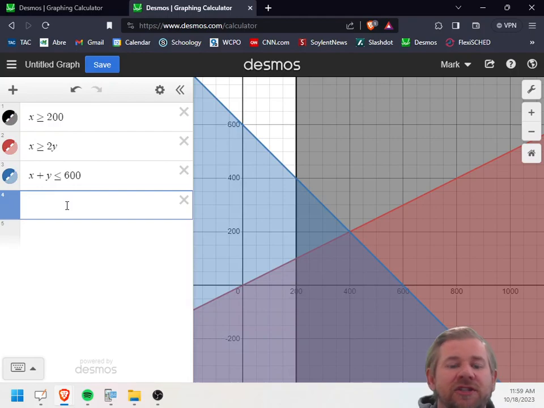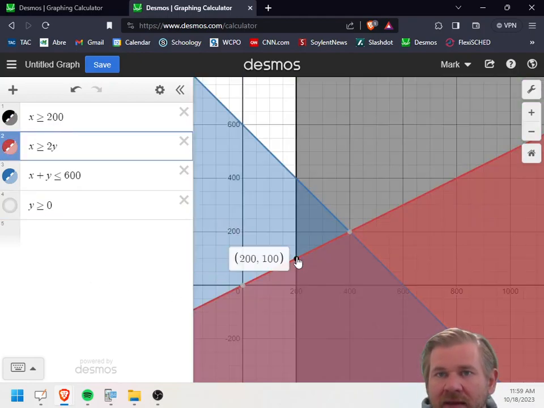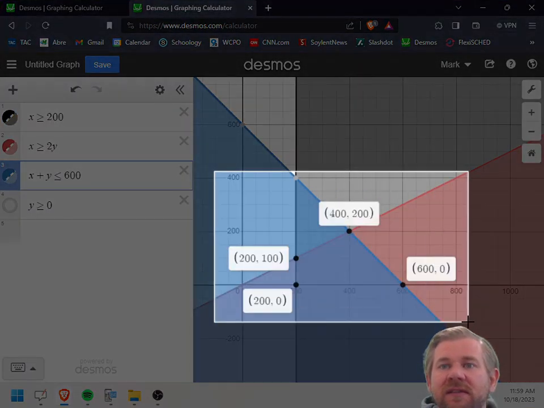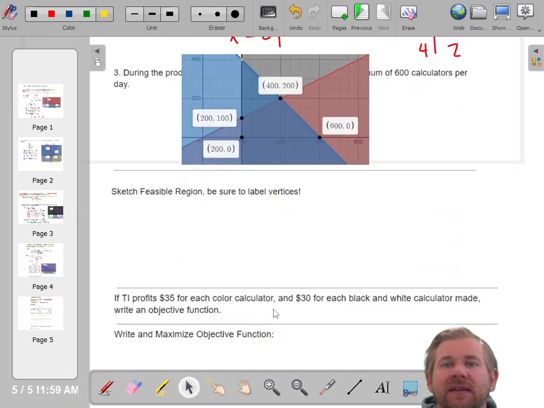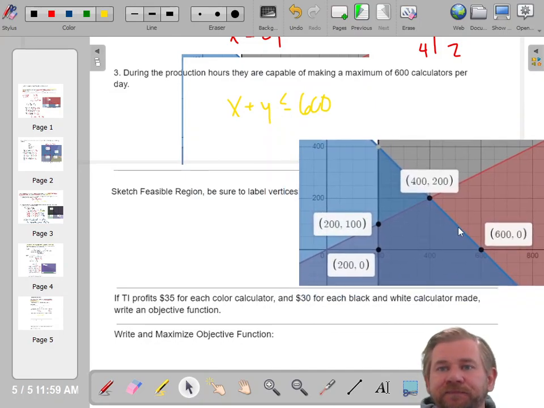Now, you might want to add a constraint Y is greater than or equal to 0. It doesn't really matter if you label that one, but it should be worth saying you're not going to, again, make negative anything. So I can see my feasible region is right here. I have my vertices. So I will bring those back over here so I can start to talk about what's next. Okay. So there's my feasible region.